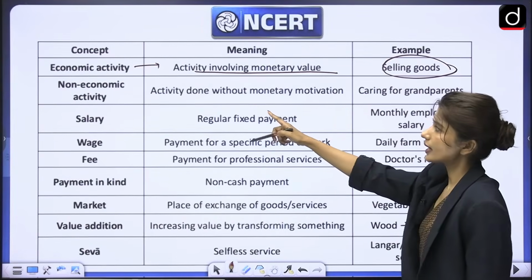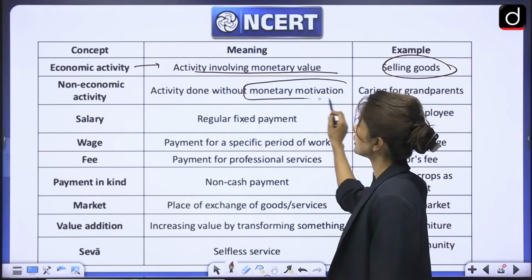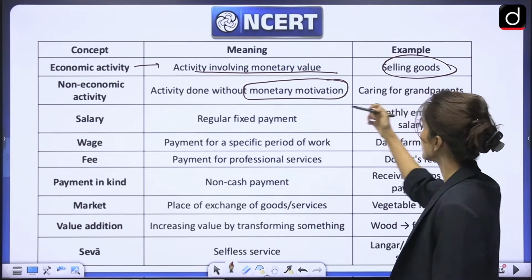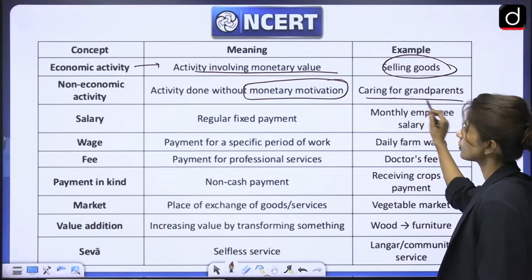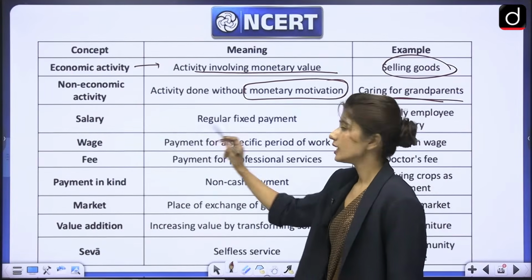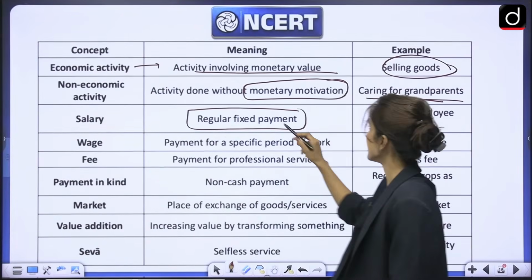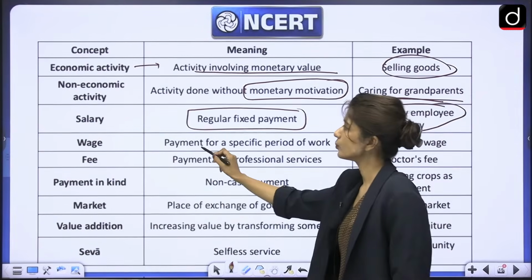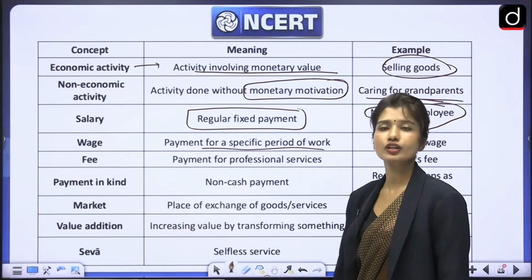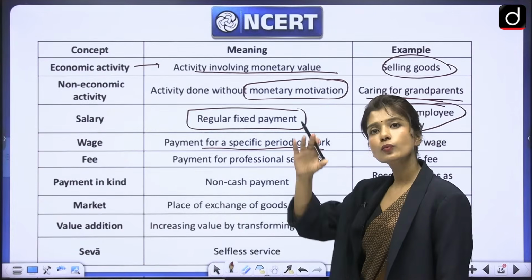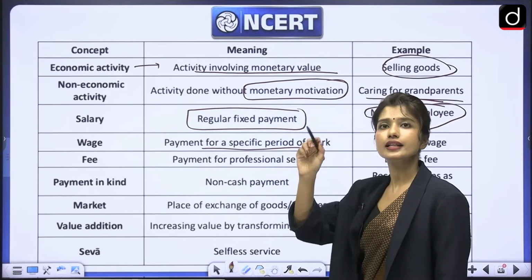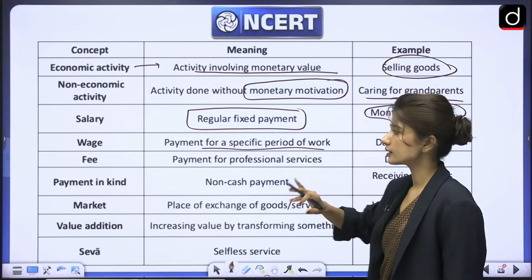Then non-economic activity, which is done without any monetary motivation, that is without any motivation to get money in return or exchange of money, for example, caring for grandparents. Then what is salary? A regular fixed payment is called salary. For example, a monthly employee salary. Wage, which is paid for a specific period of work. For example, a daily wage worker. So they work daily and they get paid daily. So they get paid for that particular day, that is a specific period of work, right?